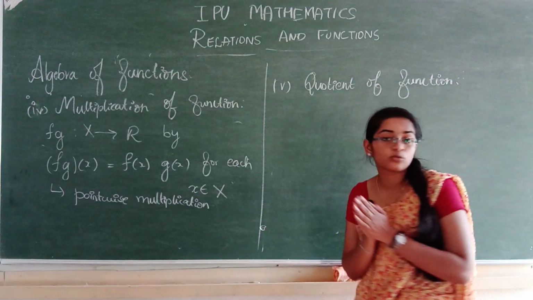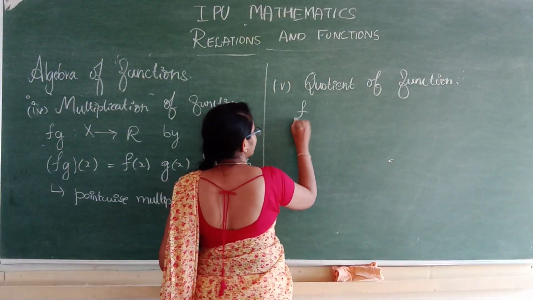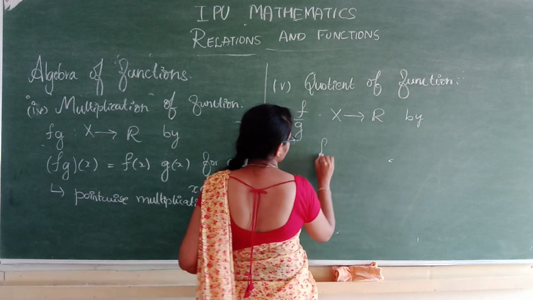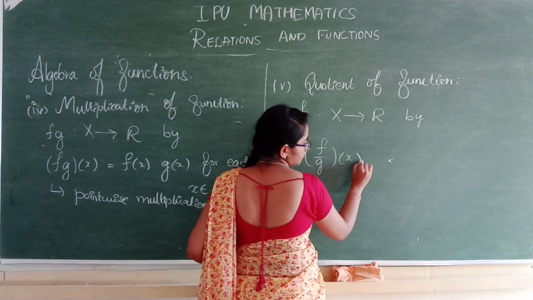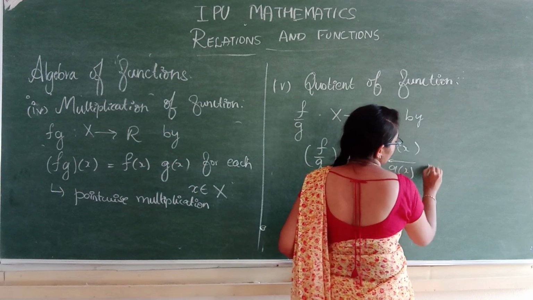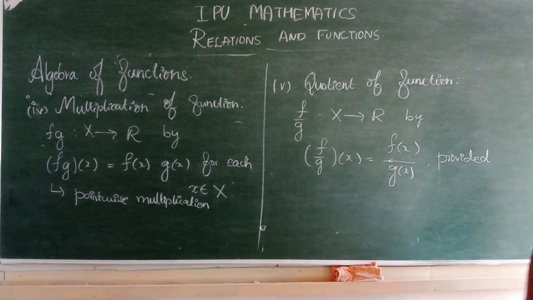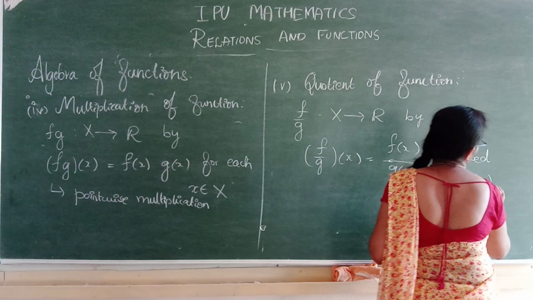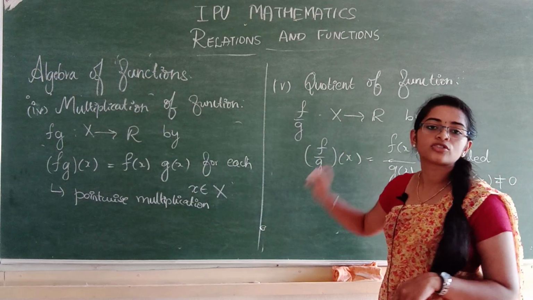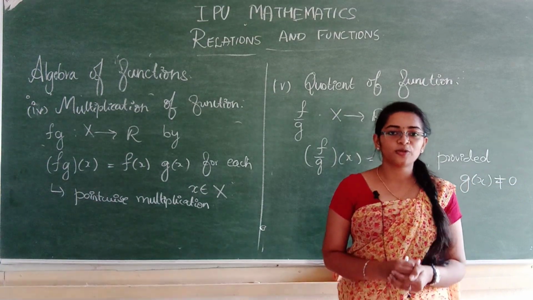We have two functions f and g from the same domain X, both real functions. We define f by g from X to R as f by g of x is equal to f of x divided by g of x, provided the denominator does not vanish. That is, the denominator g of x must not be equal to 0. With this condition, we define the quotient of two functions f and g. This is about the algebra of functions. I hope you are clear with this.